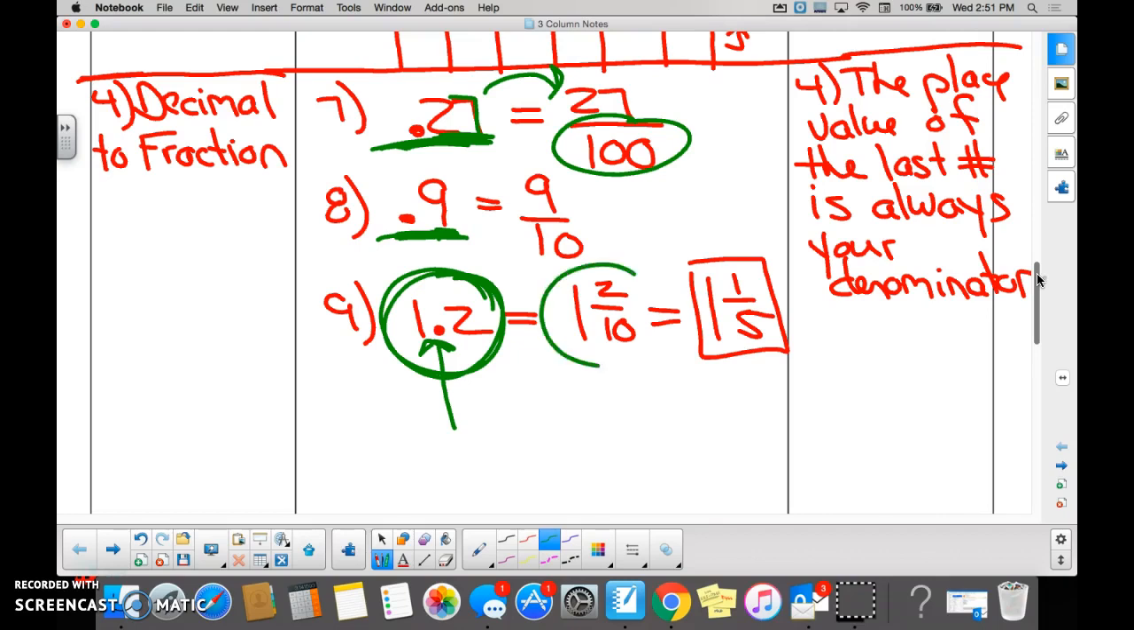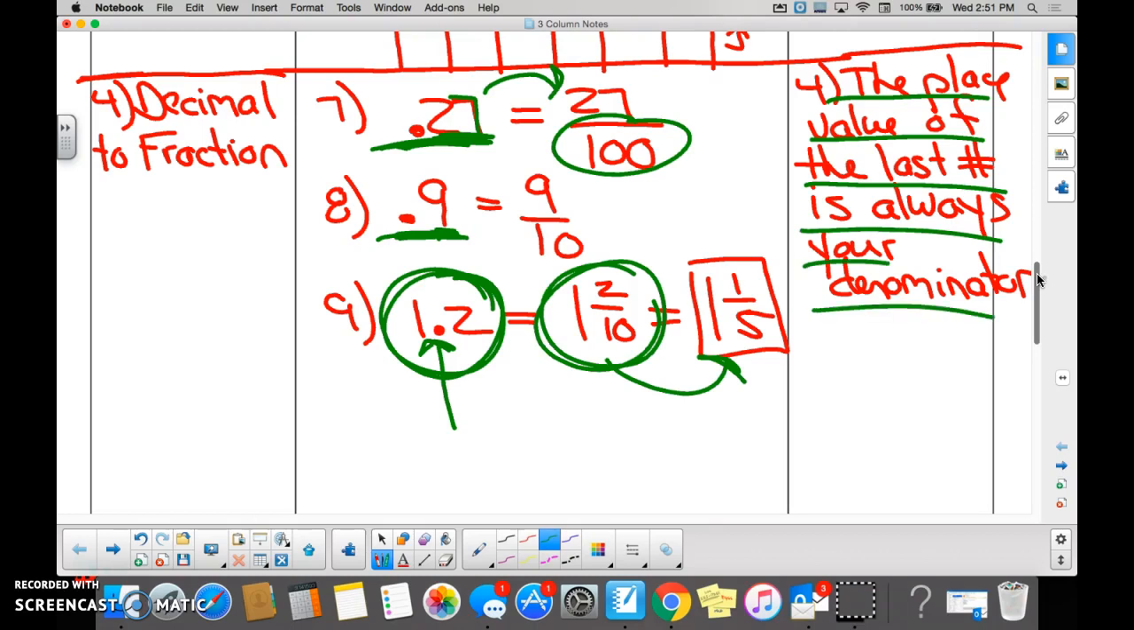Is 1 and 2 tenths in simplified form? No. Can 2 tenths reduce? Yes. Okay, so the place value of the last number is always going to be your denominator. Okay, everyone look at this again, right here. The place value of the last number is always your denominator. Does that make sense? Yes. Questions, comments, wonders, goals, quotes, queries, maybe even a quip?